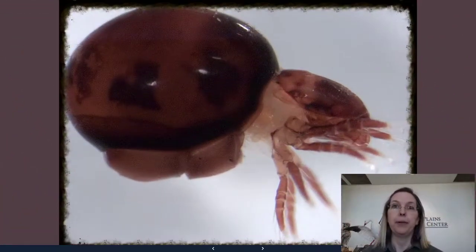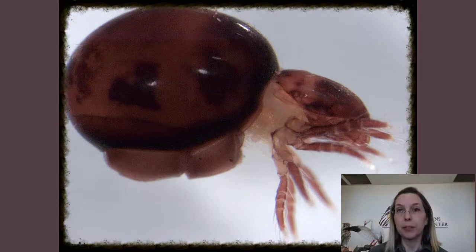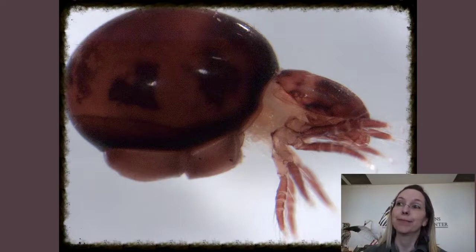And then we have the beetle mite. So this family of beetles is known as carrion beetles, and they feed on decaying organic matter such as dead animals.